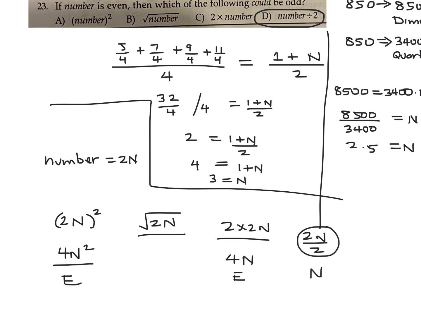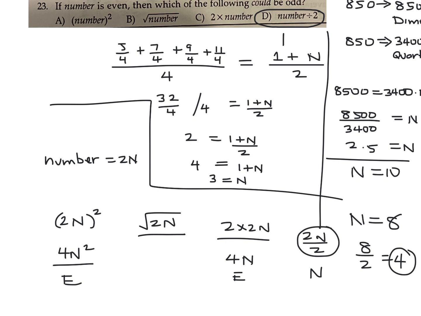Yeah, let me think about this one more time. So n is even, right? So n, for example, was 8. And then choice D would be basically 8 divided by 2, which is 4, which again is even. So it could, then which of the following could be odd? Wait. Okay. Let me choose a different one. If n is 10, that's even. And then choice D would be 10 divided by 2, which is 5.